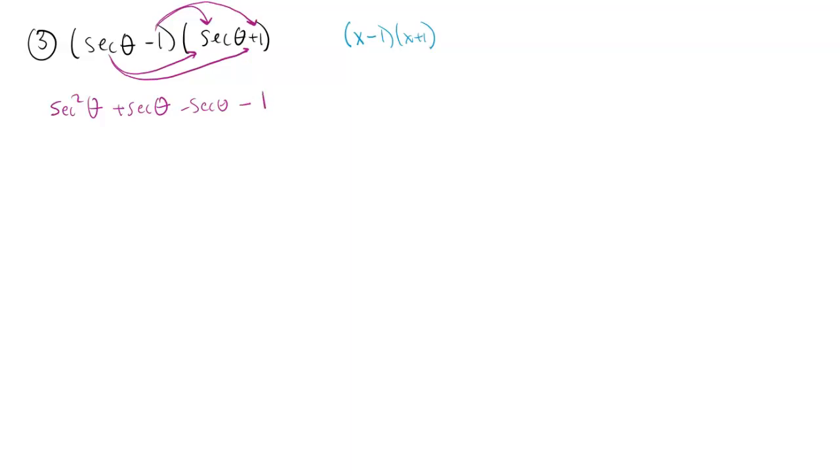What do I notice? I notice that these are opposites of each other. So again, knowing my algebra, I know that they will cancel each other out. So secant squared of theta minus 1. Together, that is one of the ways that we can manipulate our Pythagorean identity. So ultimately, that simplifies down to just our tangent squared.